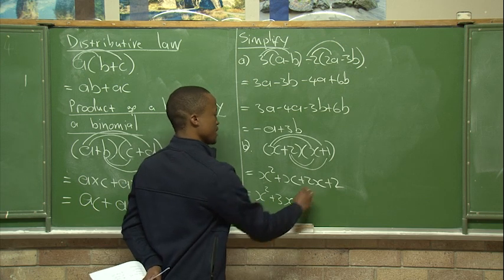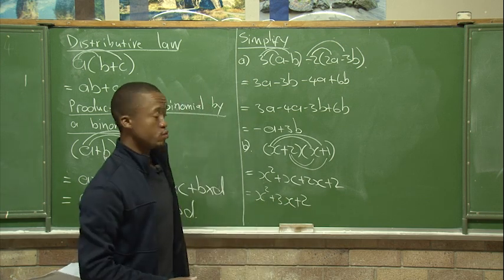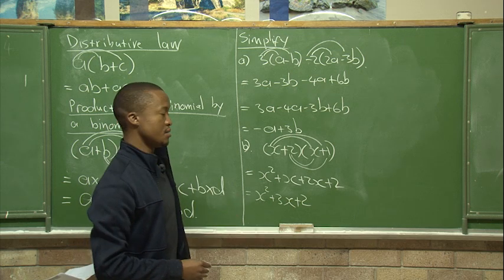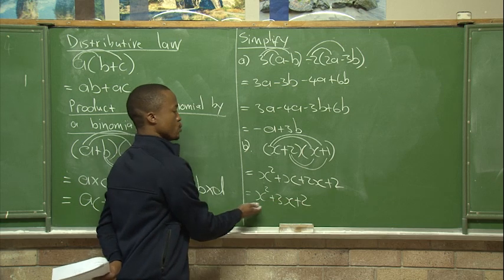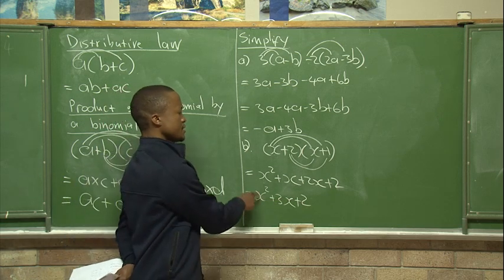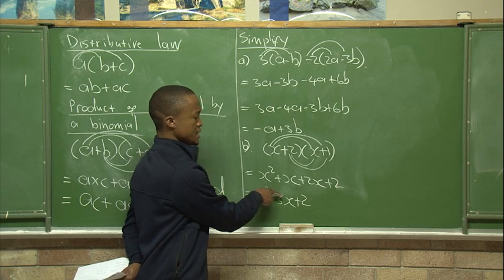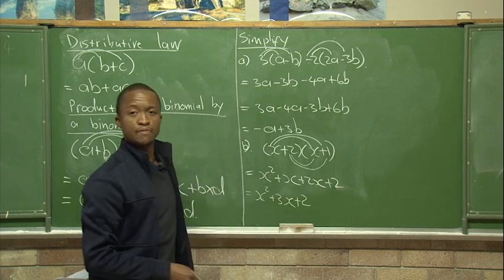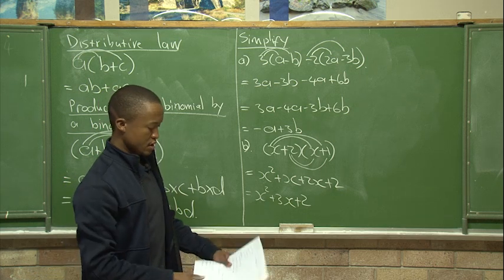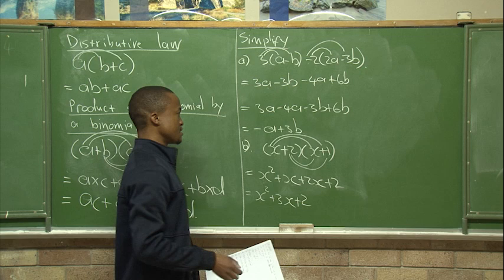And then we still have the constant term of 2, because there is no other like term that can be added to the constant term of 2. And by that, we have simplified our expression. And if you notice, the expression is written in descending order in terms of the exponents of those particular variables. And that is the solution. Now let's get the next example.